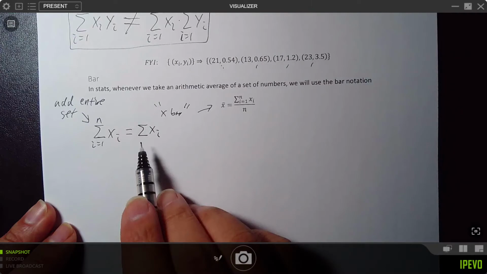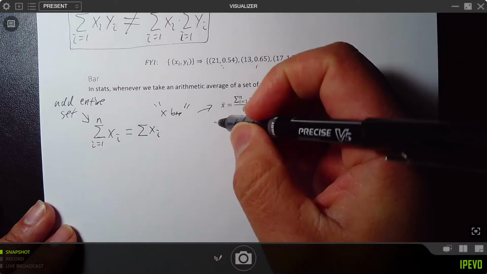Now, if nothing is here on the bottom and on the top, it is implied that we're starting at 1 and going all the way to n. It's a shorthand to imply that we're simply adding up all the x values. Same thing with the y. If I have the summation from i equals 1 to n of yi, equivalently I can just write it like that, saving ourselves a little bit of effort.